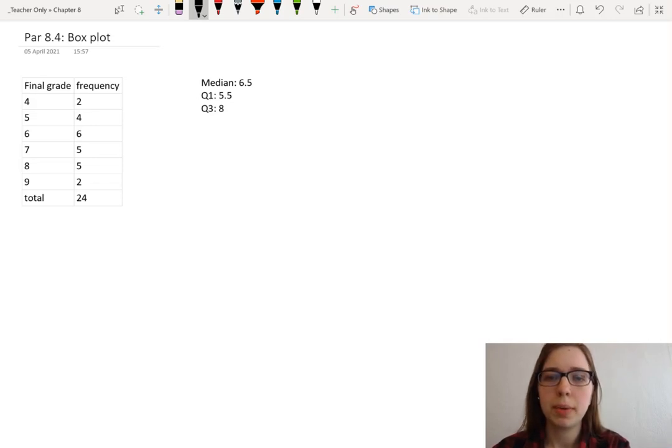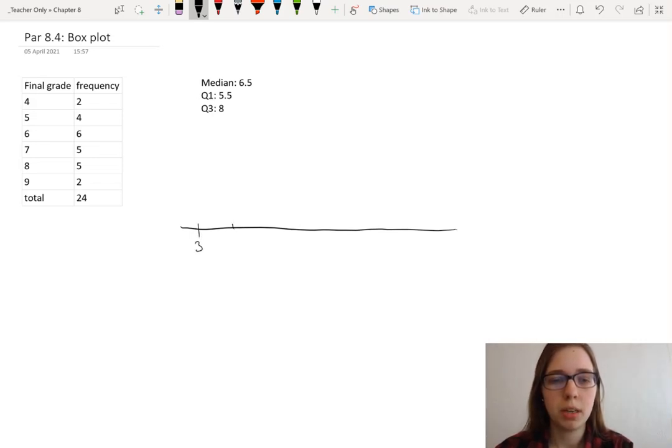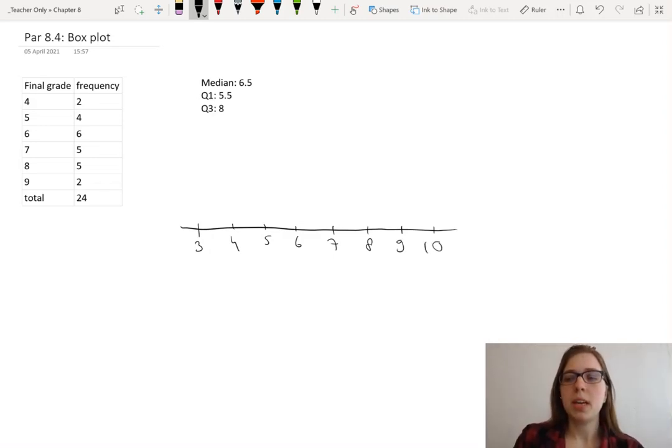I don't have grid lines here. I can work with a ruler, but it's very impractical. Of course, in your notebook, you would use your grid lines and you would use your geotriangle. But I mark all the numbers for my number line.